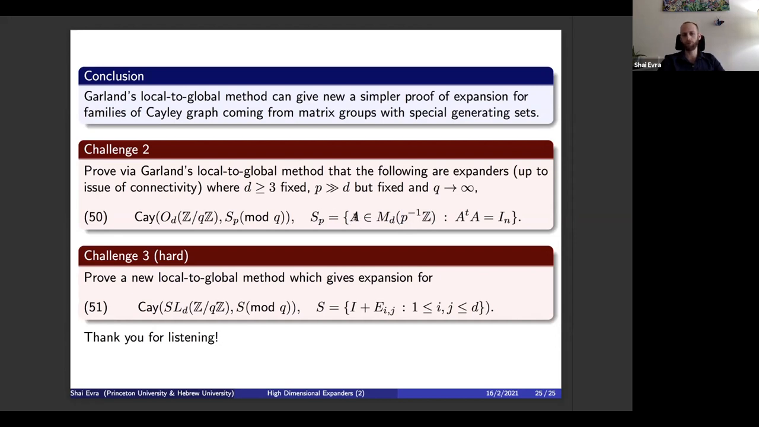Essentially you should be able to compute the link graph of S_P, and you should be able to deduce that these graphs are expanders. This gives a simpler family of expanders, with a simpler description of the generating set. Not like in the Mumford construction, where I told you there are two magical elements. In the CMSZ there are two magical elements. Here it's a more straightforward definition of a generating set.